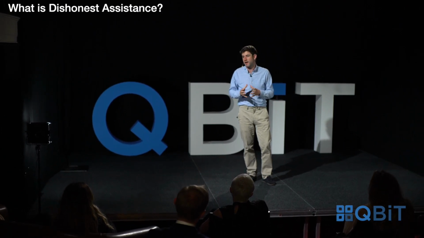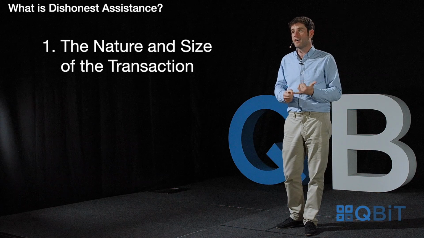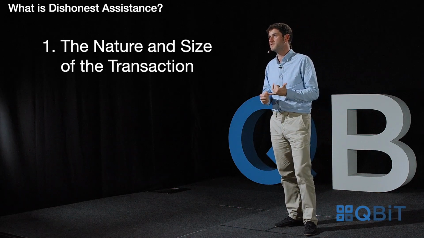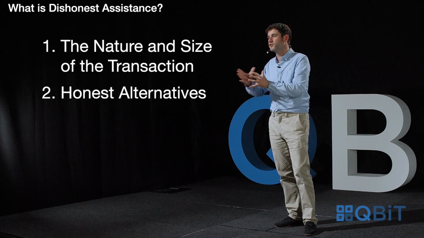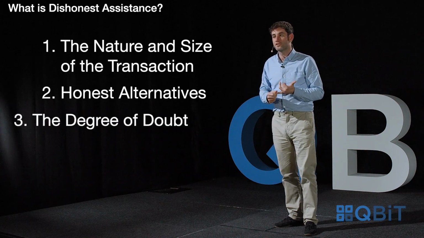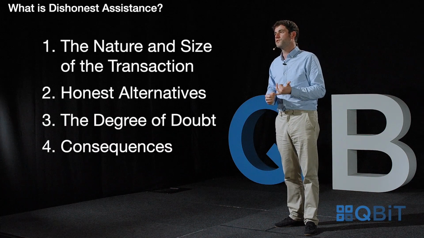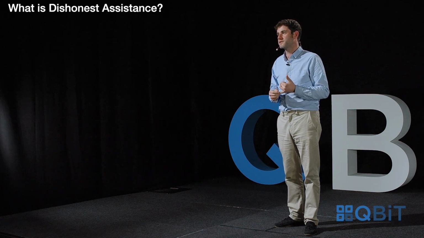So what would you look at as a guide if you were a judge to decide whether someone was dishonest? Well, you'd look at the nature and size of the transaction involved in the underlying breach and the assistance. You'd also look at the alternatives in the scenario that an honest person could have taken that the dishonest assister didn't. You'd also look at the degree of doubt, the consequences for the victims, but also the attributes of the defendant, their experience, their position, their intelligence.